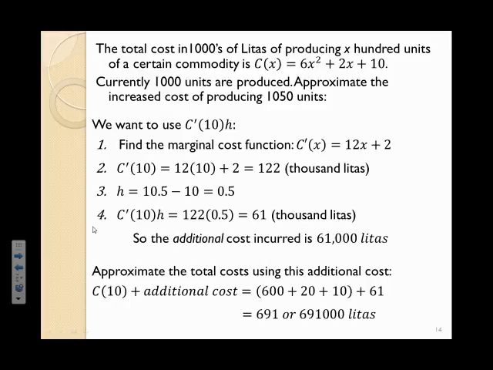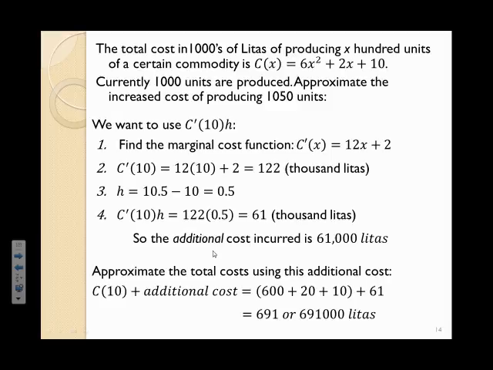So now, the last step, of course, is to do the full C prime of 10 times h. 122 times 0.5, cut it in half, is 61, and again, it's in thousands of liters. So the additional cost incurred from going from 1,000 units to 1,050 is 61,000 liters.